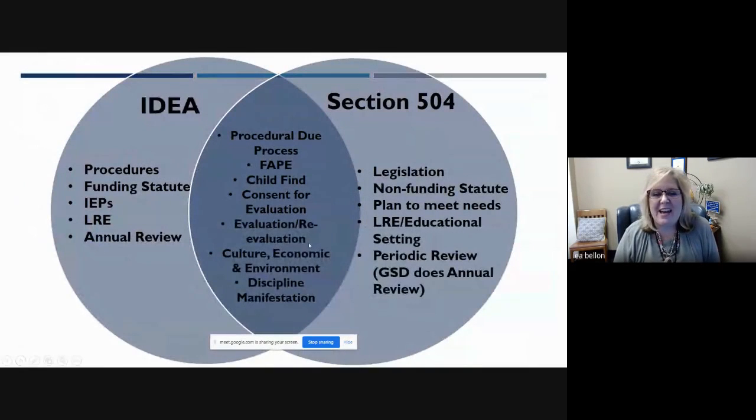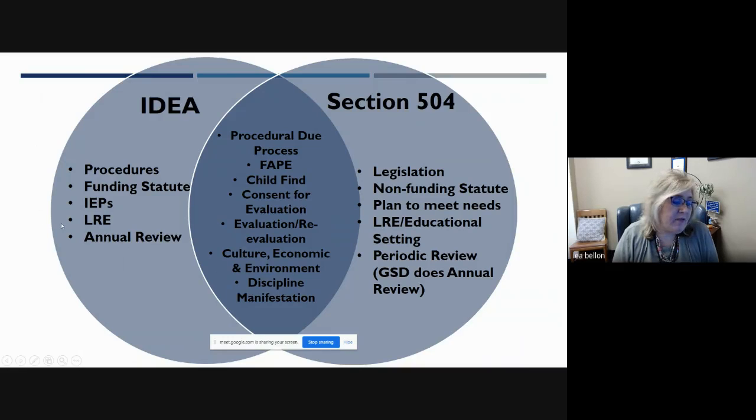Okay, so procedural due process, FAPE, child find, all of these in the middle, you will find whether this is a child under IDEA or Section 504. The difference is Section 504 is guided by legislation and IDEA is guided by procedures. There's no funding for 504. There is funding available for students who qualify under IDEA. There is not an IEP for students who meet 504, but you do put a plan in place to meet the needs of all of those students.